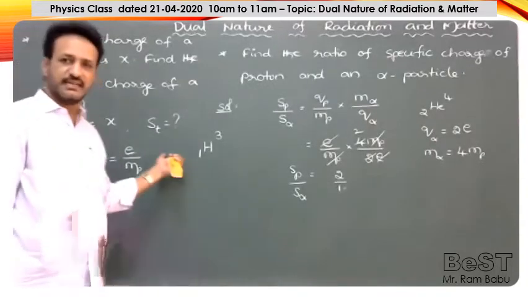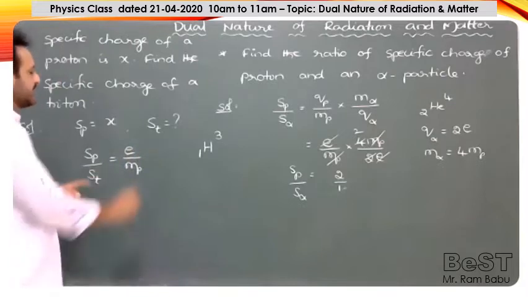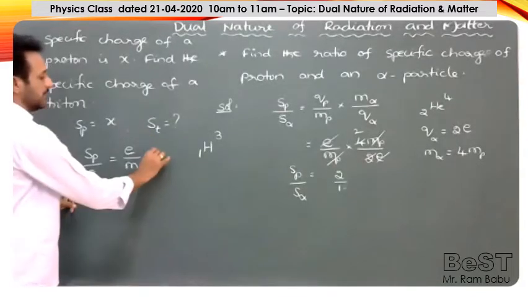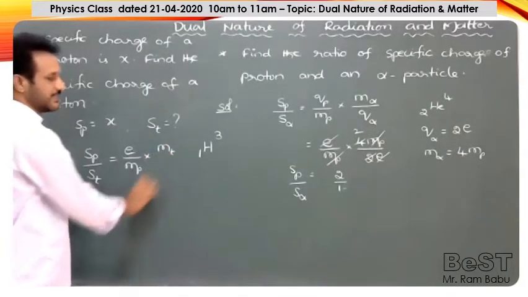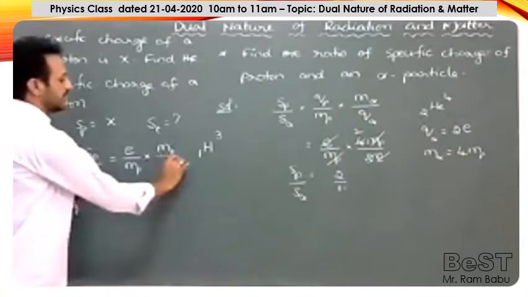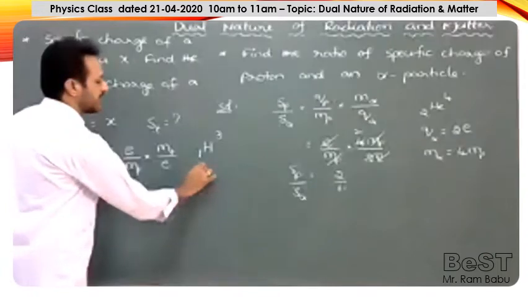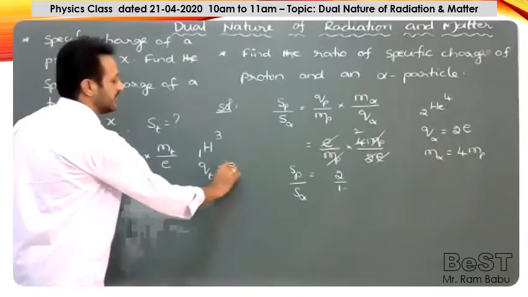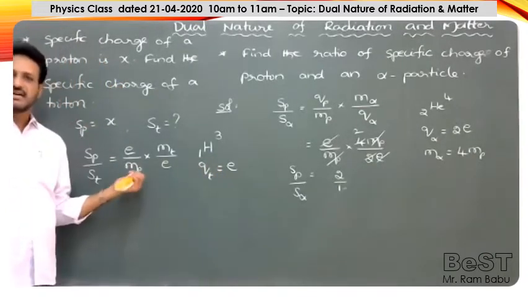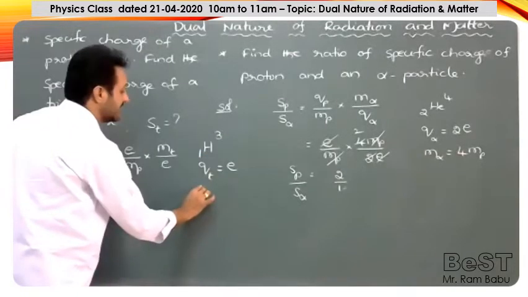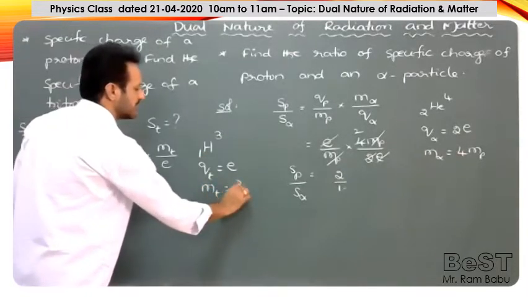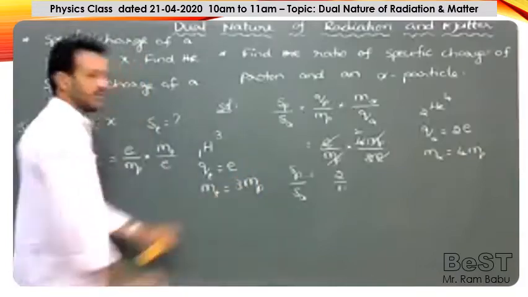Charge of the proton e and the mass of the proton m_p, divided by it, is equal to mass of the triton m_t. So the charge of the triton is equal to e, nothing but equal to the proton. But the mass of the triton is equal to 3 times the mass of the proton. So we should write it is equal to 3 times.